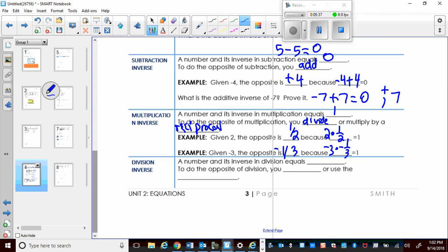So a number and its inverse in division equals 1 as well. To do the opposite of division, you multiply or use the reciprocal of a fraction. Okay? Moving on.